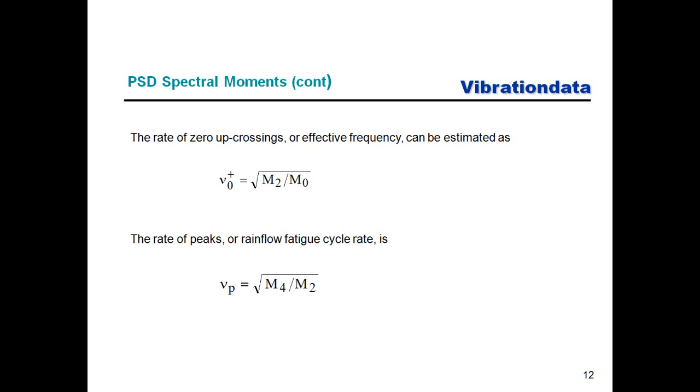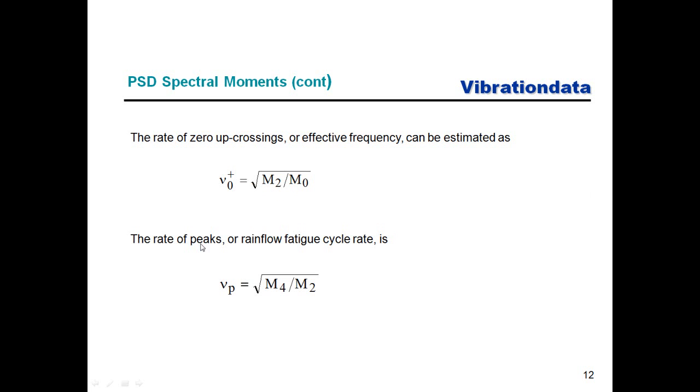Those spectral moments by themselves don't necessarily have a lot of immediate use to us, but we can manipulate them by taking one and dividing by another to get some useful parameters. There's one called the rate of 0 up crossings, or effective frequency, and this is equal to the square root of the second spectral moment divided by the 0th spectral moment. So this is like a characteristic frequency of the PSD.